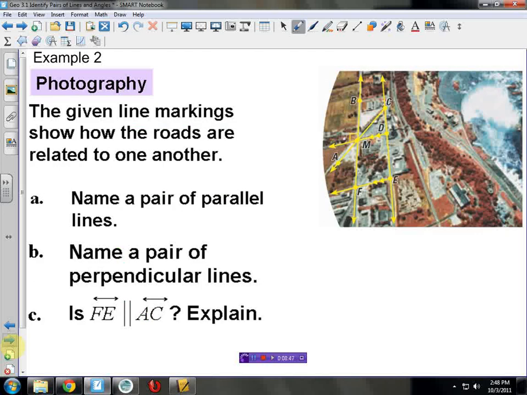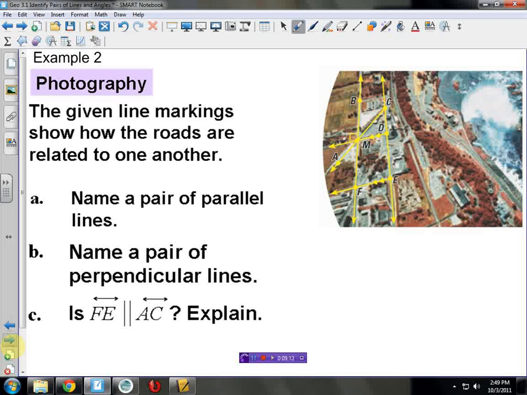Here we have a picture of, it looks like a town by the ocean, maybe? I don't know. It's tough to tell, right? But those are roads, okay? We want to name a pair of parallel lines, name a pair of perpendicular lines, and at the end we're going to tell is FE parallel to AC. And then I'm going to show you guys where those are because I know they're tough to see.